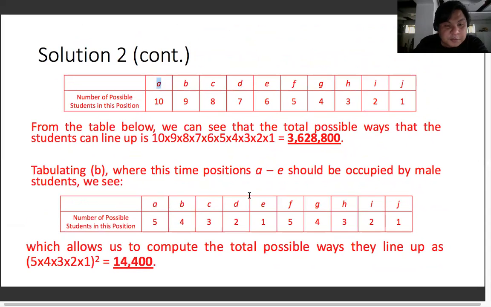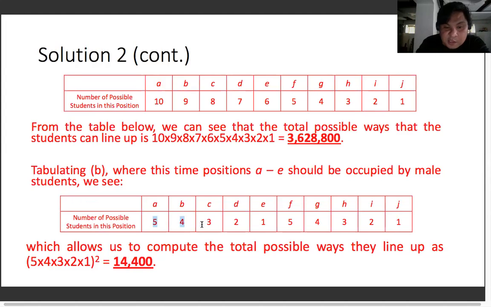Okay, so notice for positions A to E, these are the male students, and positions F to J are the female students. So for position A, since you have to choose a male student there, you only have 5 possible choices, right? Because there are only 5 male students. Now, as you go to position B, your choices decrease because you've already put them in the earlier position. So this goes all the way to E.